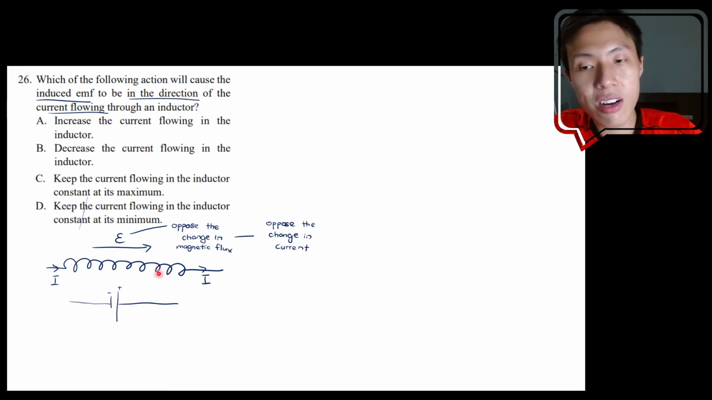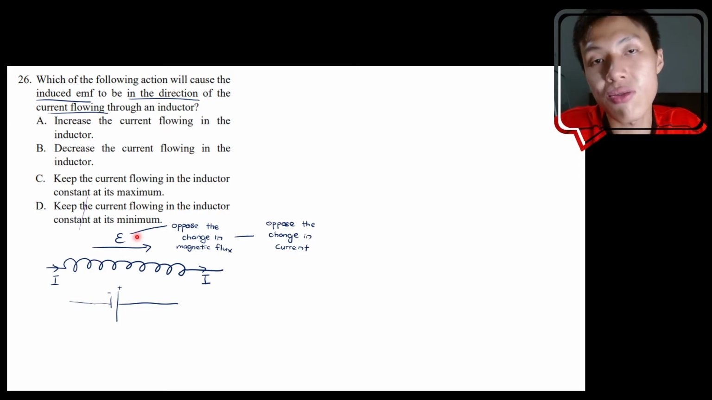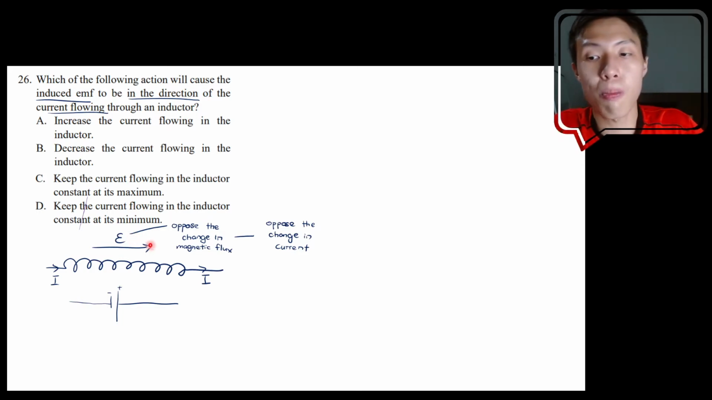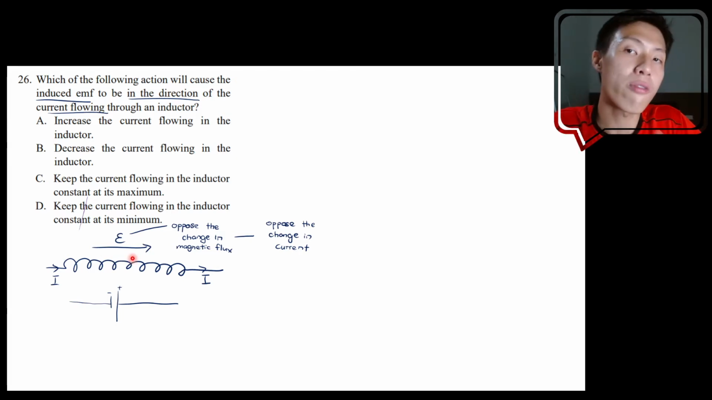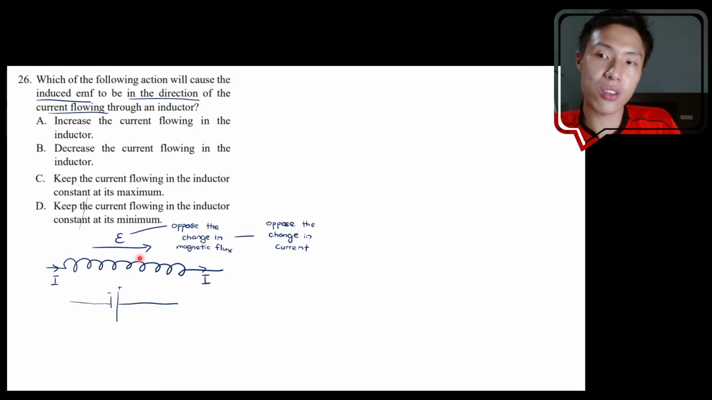What if your current is increasing? Your current is increasing, then your EMF will try to oppose the increase in current. So you want to try to decrease the current. If you want to decrease the current, then you want to pump in the opposite direction. That's why your induced EMF will be in the opposite direction of the current. Okay, so these are two common examples of how to think about the direction of the induced EMF.